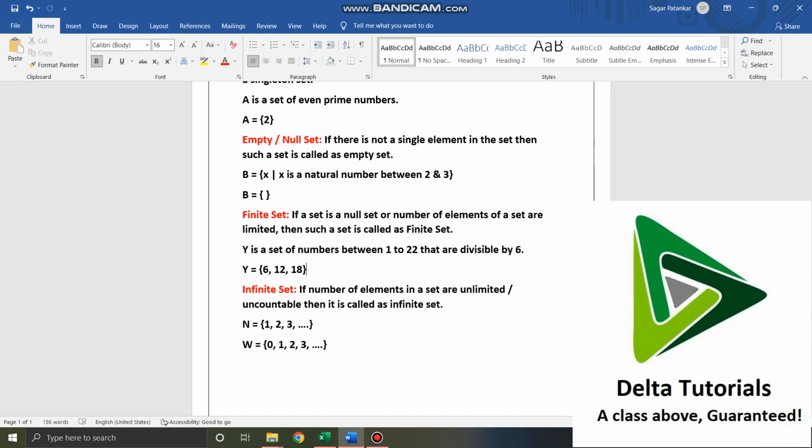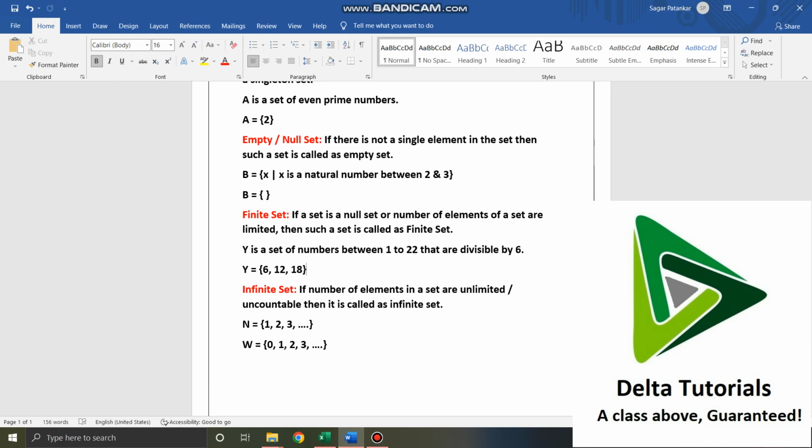And the best example of this is capital N, that is the set of natural numbers. See, the natural numbers begin at 1 and they go up to infinity. 1, 2, 3, dot, dot, dot. That's why I have written it up to infinity.